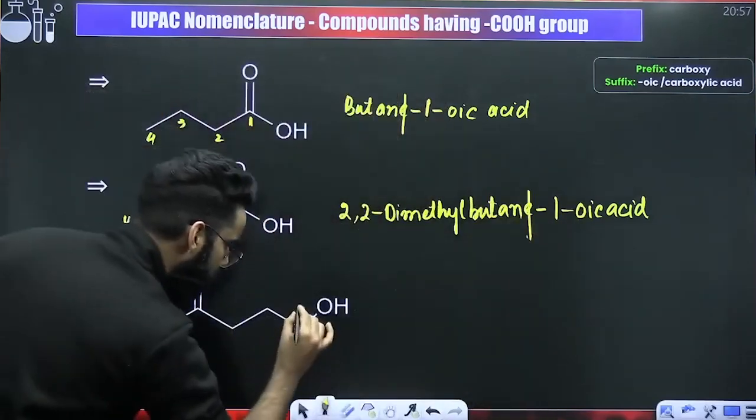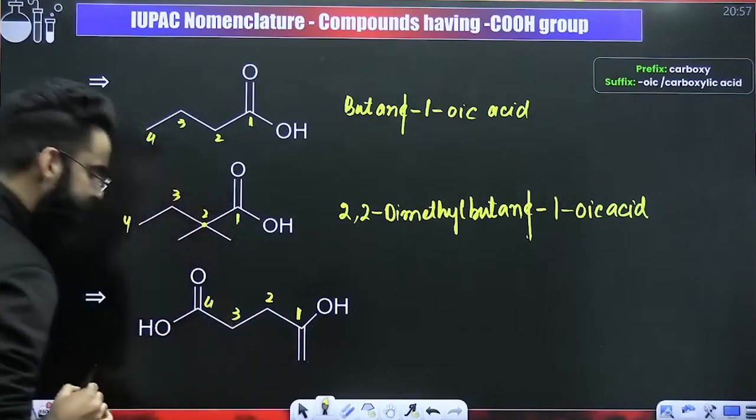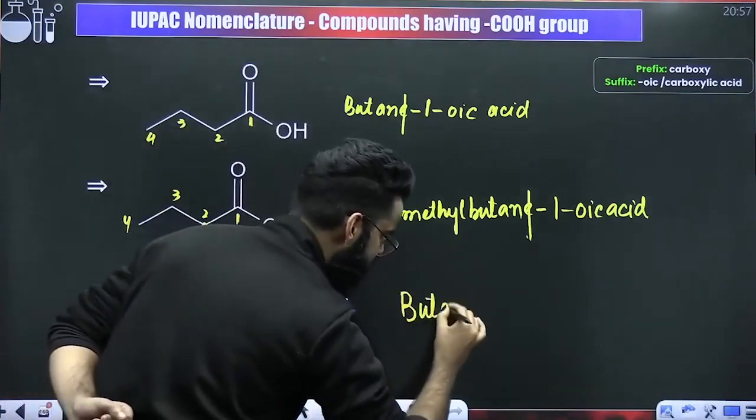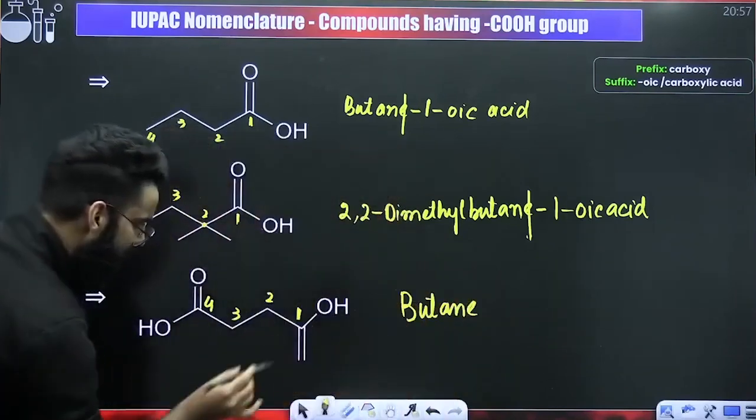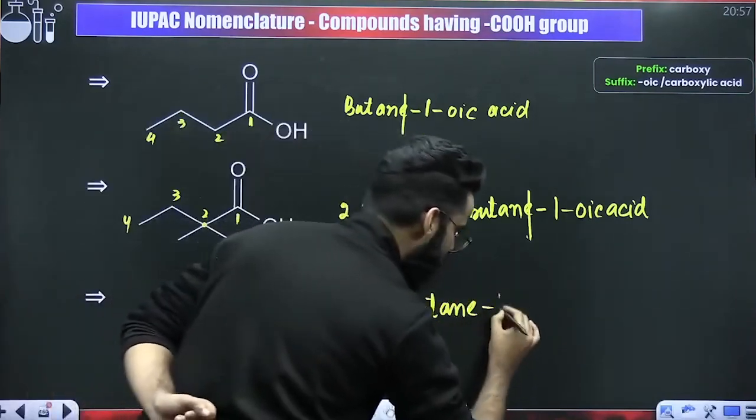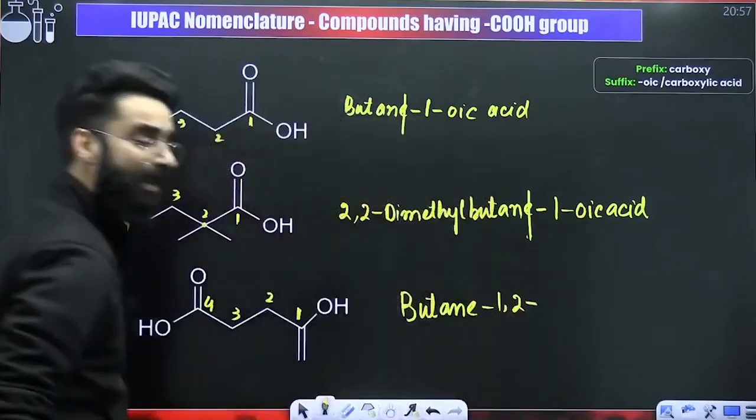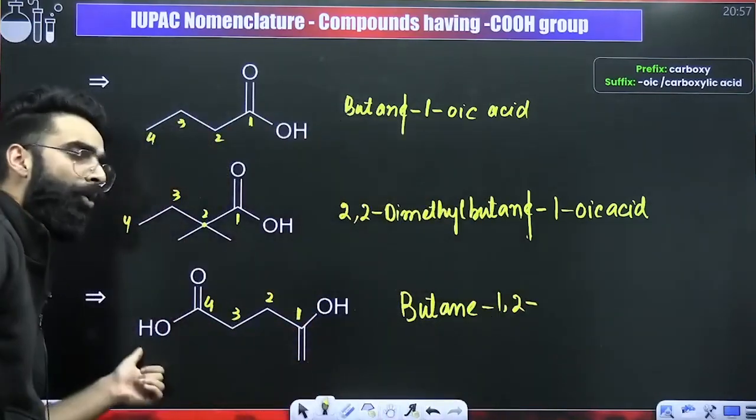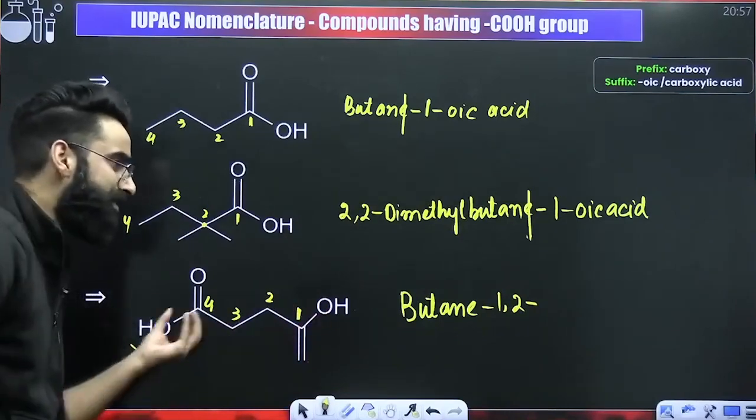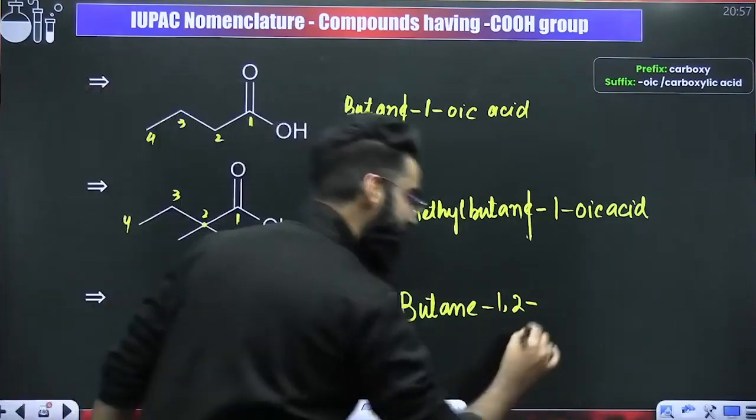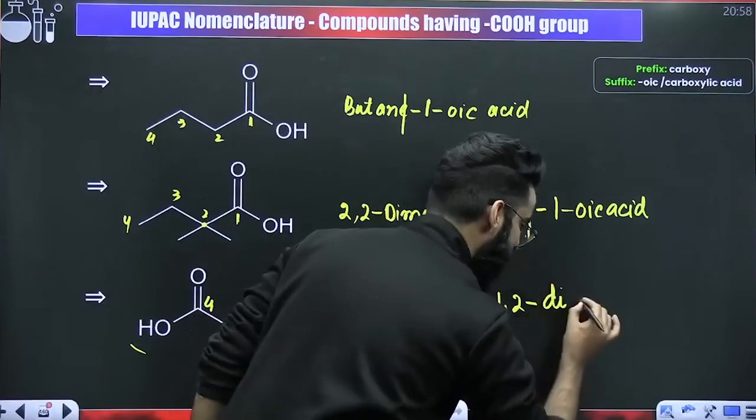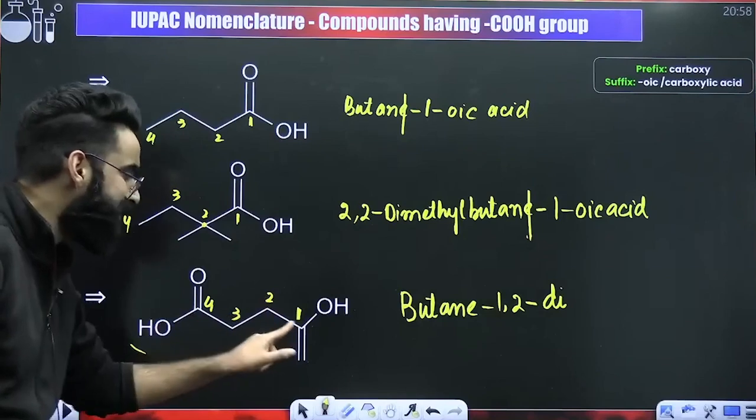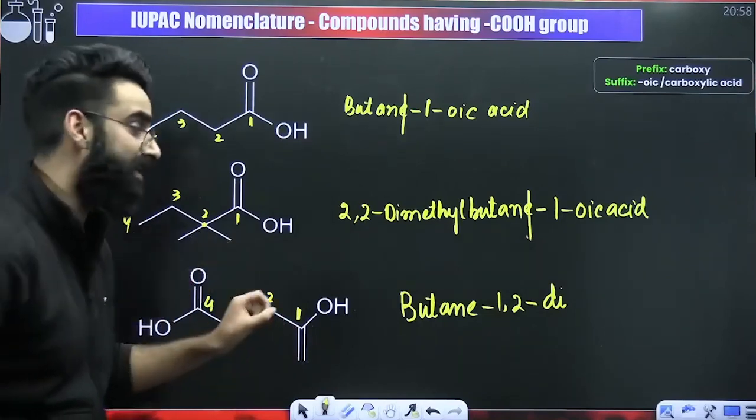Okay? Now, 1, 2, 3, and 4. Perfect. So first of all, the word root is going to be but. Everywhere is a single bond. So it's butane. Right? 1 and 4. There are 2 carboxylic acids. This is COOH. 2 carboxylic acid groups. Perfect. So I'll be using the term di. Now tell me one thing. Whether the carbon of these carboxylic acids is the part of main chain. Yes, they are the part of main chain.